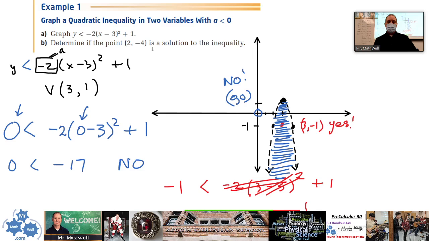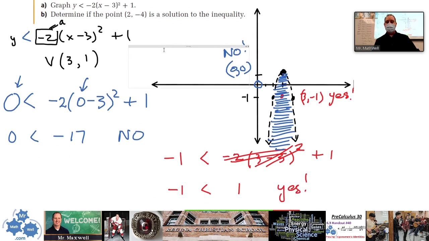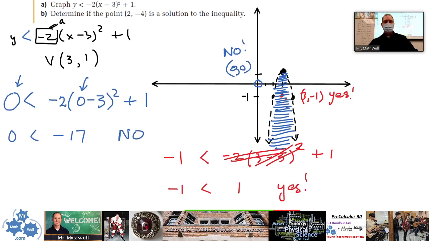Okay? Now determine if the point 2, -4 is a solution. I could have tested that one too, I guess, but I don't know if that's in the region, so it's not a good one to test for your affirmative, right? But let's test it now. 2, -4. So -4 is my y. I'll put that in for y. And I'll plug in +2 for x. So 2 minus 3 squared plus 1. 2 minus 3 is -1 squared is +1 times -2 is -2 plus 1 is -1. So is -4 less than -1? That appears to be true.